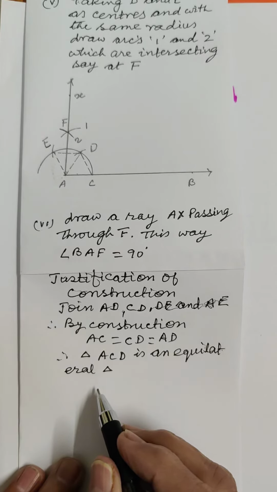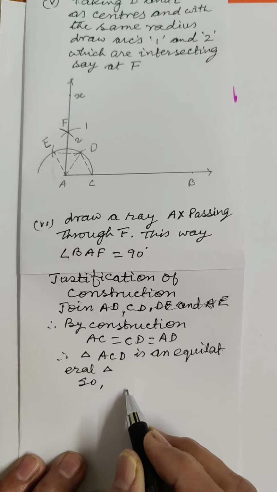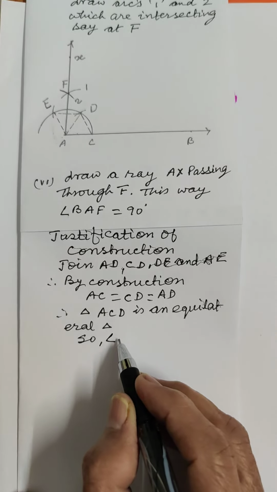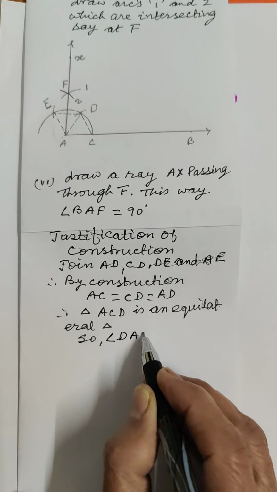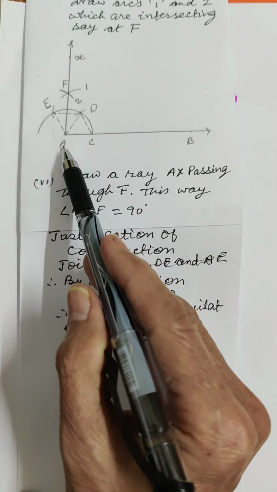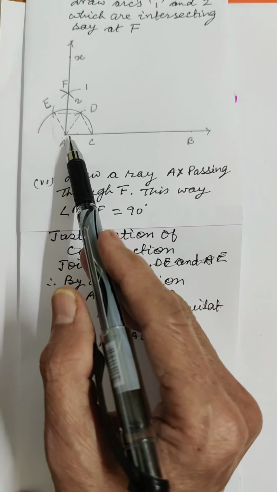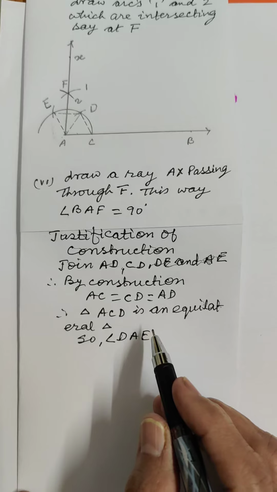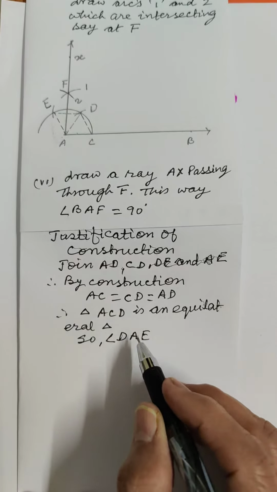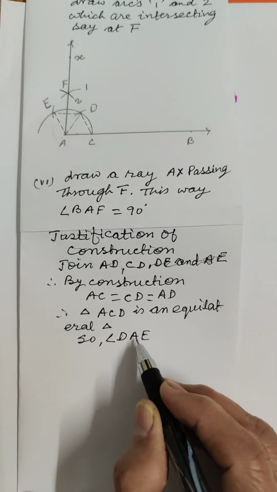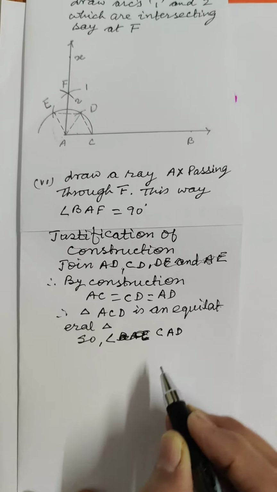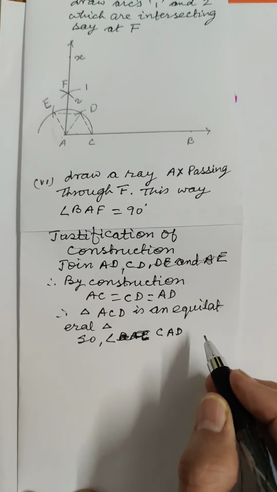Since all the sides are equal, all the angles of an equilateral triangle are also equal. So angle CAD, which is equal to 60 degrees.